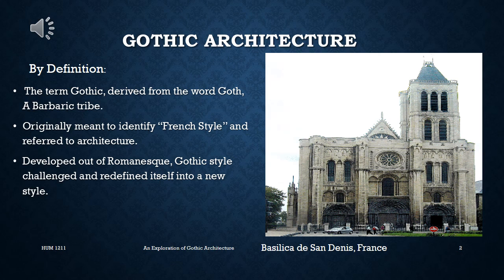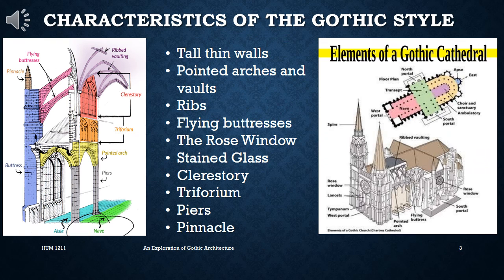The picture depicted is the Basilica of Saint Denis, where the Gothic architecture all began. Characteristics of the Gothic style consisted of several different components. These components were tall, thin walls, pointed arches and vaults, ribs, flying buttresses, the rose window, stained glass, clerestories, the triforiums, piers, and pinnacles. The tall, thin walls were easily visible from the outside and inside the structures.